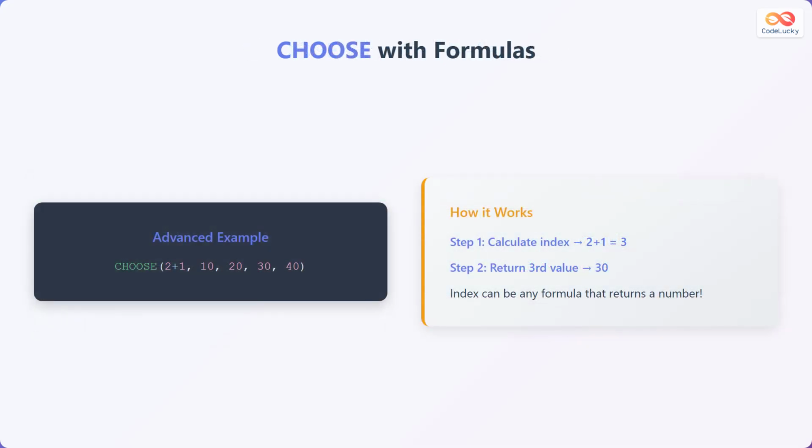The index number in the CHOOSE function can also be a formula. For example, CHOOSE(2+1, 10, 20, 30, 40). In this case, the CHOOSE function will first calculate the index by performing 2 plus 1, which equals 3. Then it will return the third value from the list, which is 30.